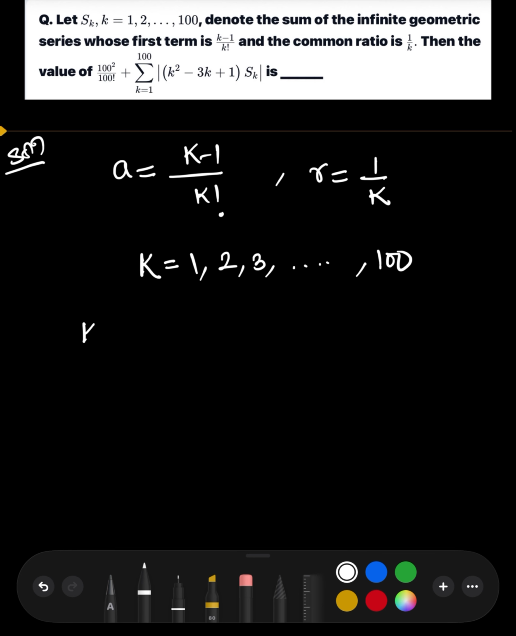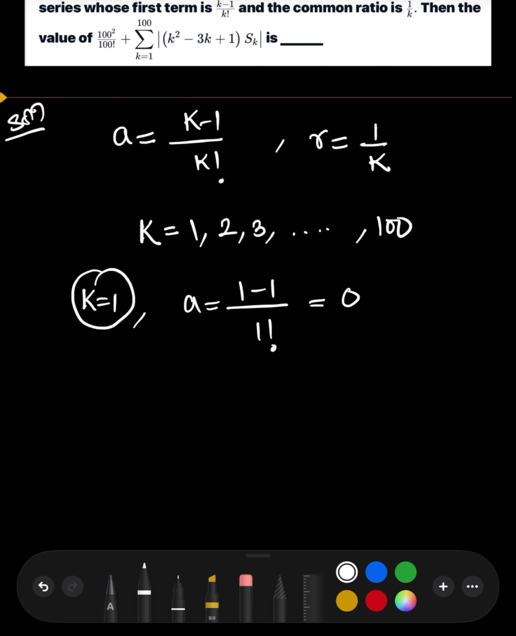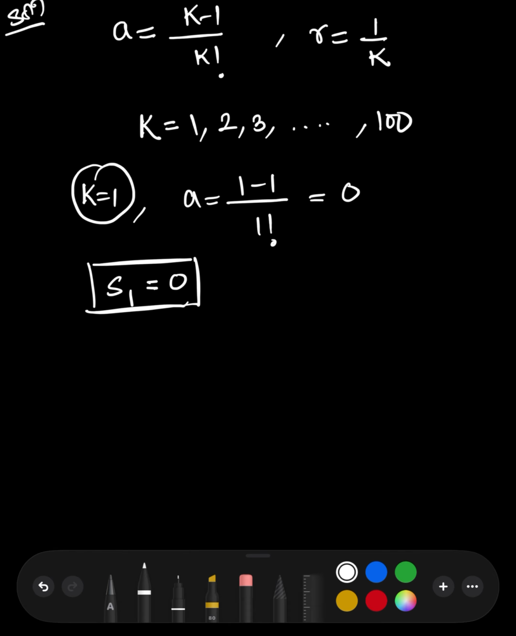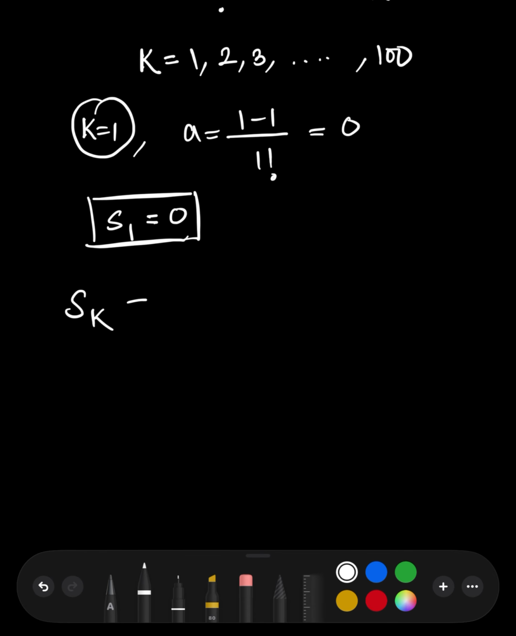Now in the case of k equal to 1, for suppose, a is (1 minus 1) by 1 factorial, which is nothing but 0. In case a equals 0, S_1 does not exist, because if the first term is 0, we can't create the sum of the infinite geometric series. So S_1 we can say is 0, right? We can't consider S_1.